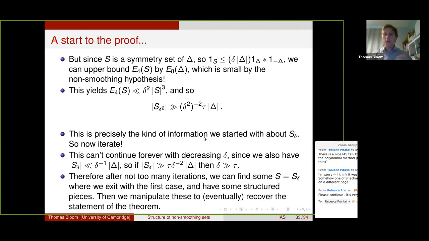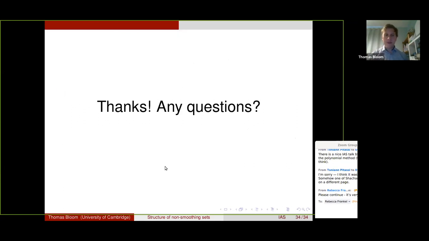Okay, so that's very rushed, but the main point I wanted to make is that that's where the non-smoothing comes in. It allows us to control E4 of S, which in turn means that I can run this iteration: finding a good symmetry set, then finding another large symmetry set at a lower level, and repeating that until I exit with some structured piece. And then I get lots of structured pieces, and I can manipulate them to recover the theorem. That's the end, just to give you a flavor of the way the proof works.